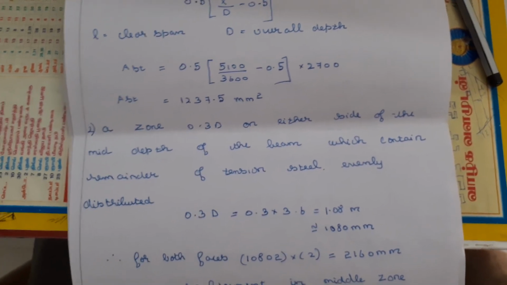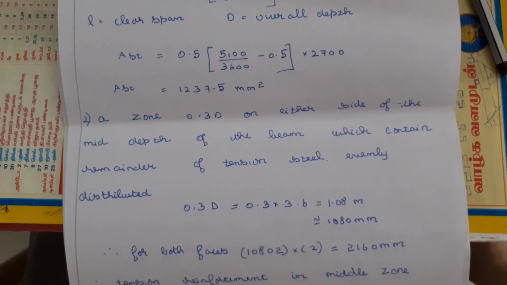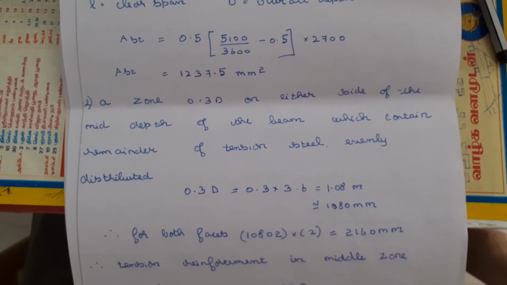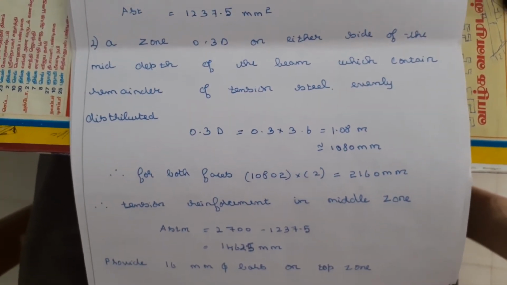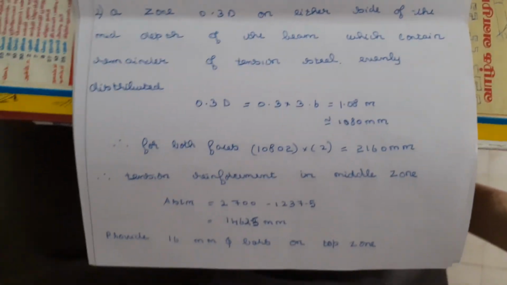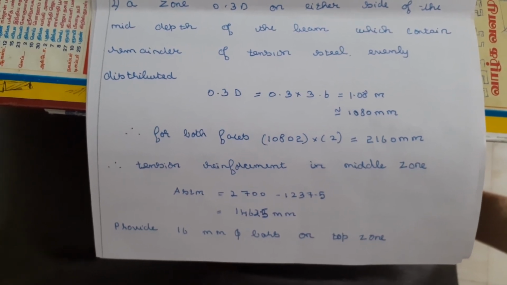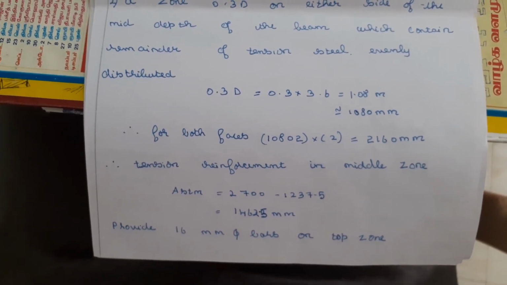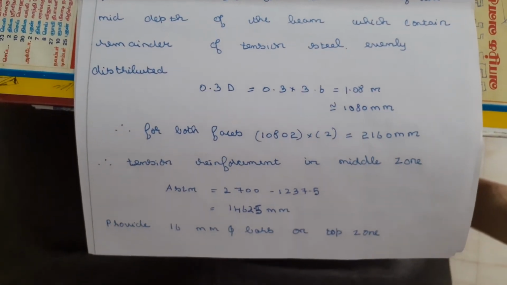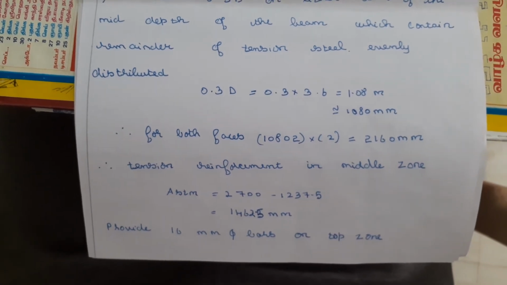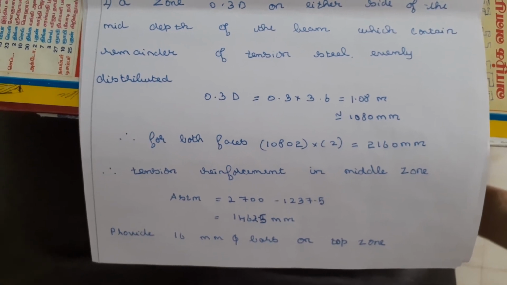0.3 into 3.6 is equal to 1.08, 1080 mm for a single face. For both faces we need to multiply with 2. We will get 2160 mm. This is tension reinforcement in the middle zone. It will give AST middle, that will be 2700 minus 1237.5. Here we have calculated 2700 in our previous step. Please refer to that. So that minus this will give AST middle zone.